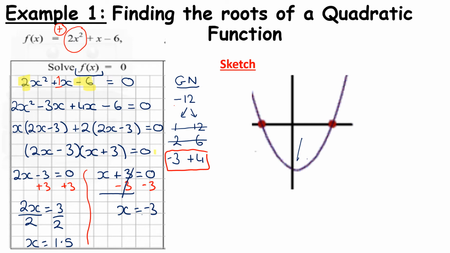We then have two roots, a positive root and a negative root. The positive root here is 1.5 or 3 over 2, and the negative root is minus 3. There's one other piece of information that we have that we can fill in, and that is this constant here, minus 6, tells us that the y-intercept here is minus 6.